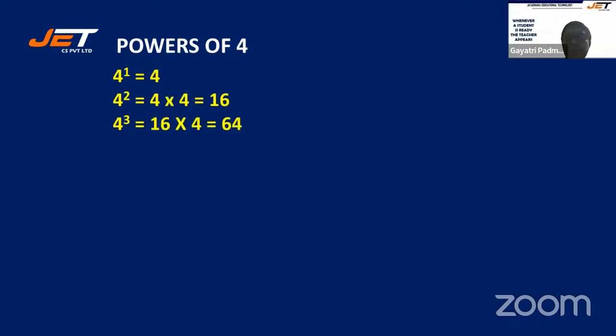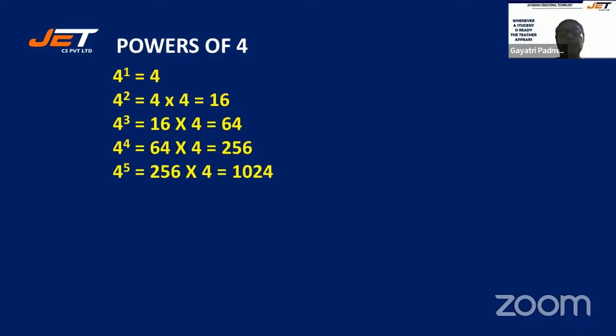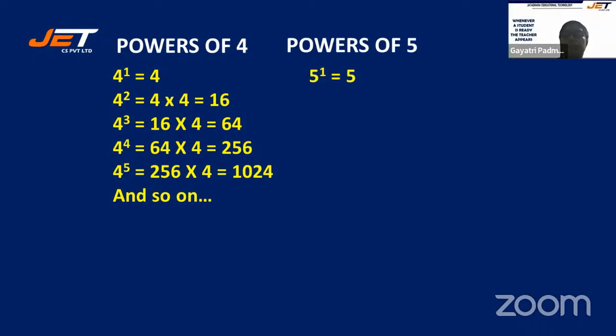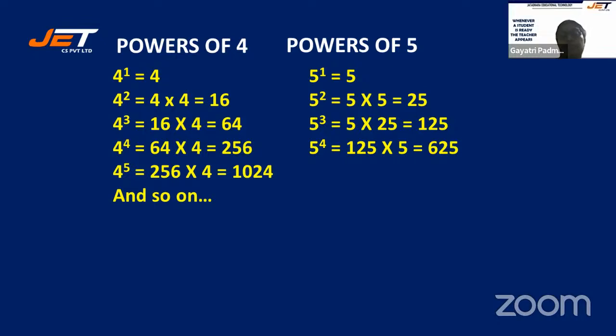All right. Likewise, let's see the powers of 4. 4 power 1 is 4. 4 square is 4 into 4. 4 cube is 16 into 4, 64. Likewise, 4 power 5 is 256 into 4, which is 1024. Similarly, let's see powers of 5. 5 power 1 is 5. 5 square is 5 into 5. 5 cube is 25 into 5. 5 power 4 is 125 into 5. 5 power 5 is 625 into 5.